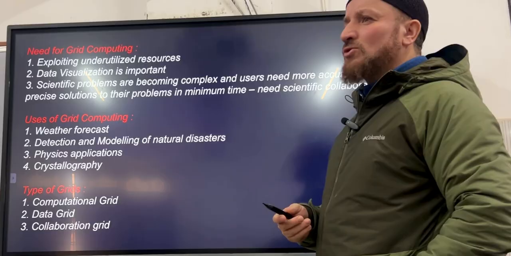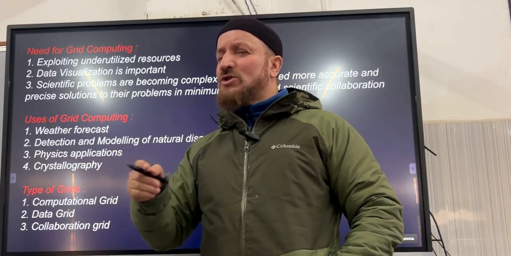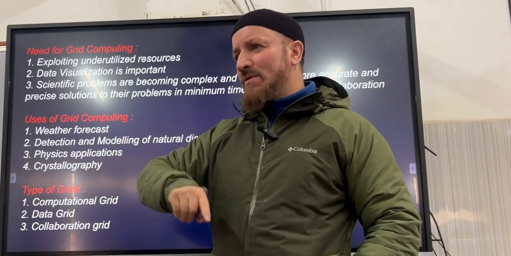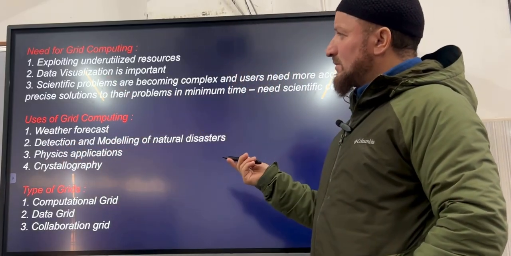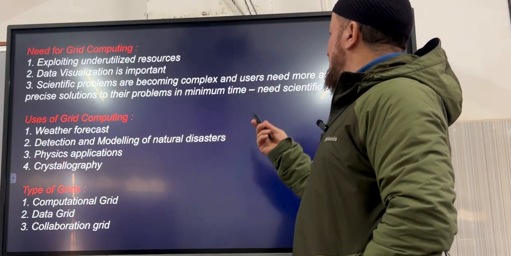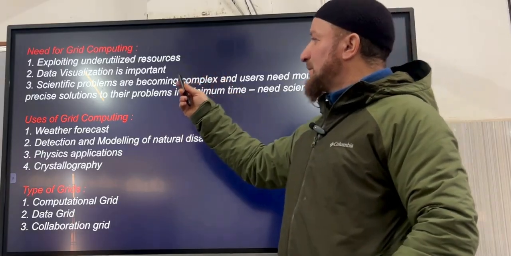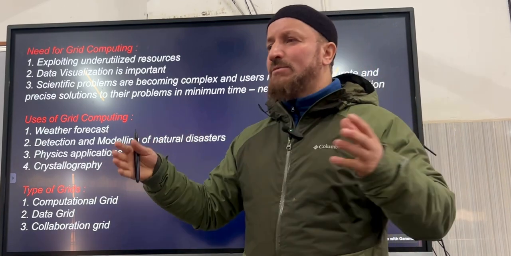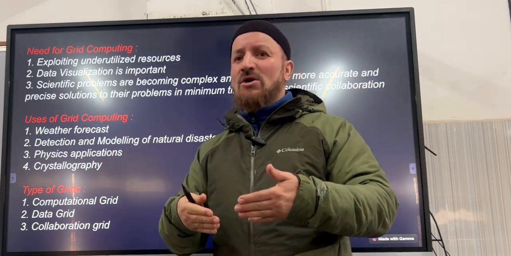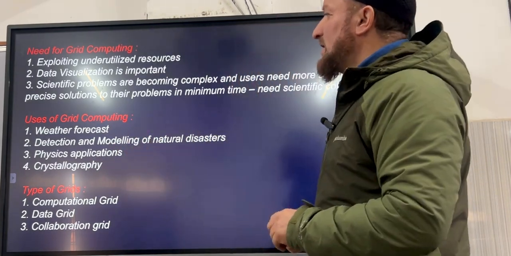What are the underutilized resources? We may have computers, and the one which has less work, we balance the load and utilize it, okay. And visualizing scientific problems becomes complex, and users need a more accurate and precise solution. That cannot be done by a single computer. We need multiple computers to work on it simultaneously, right? That is why we need grid computing.